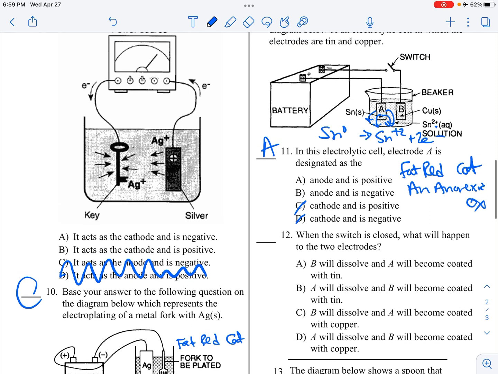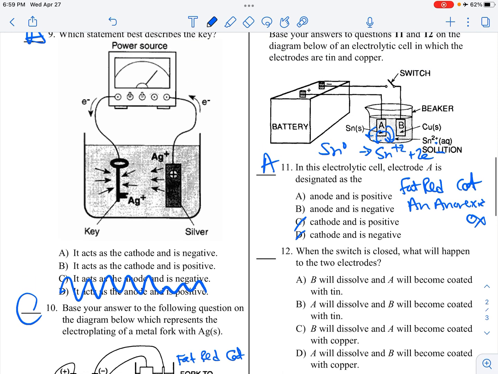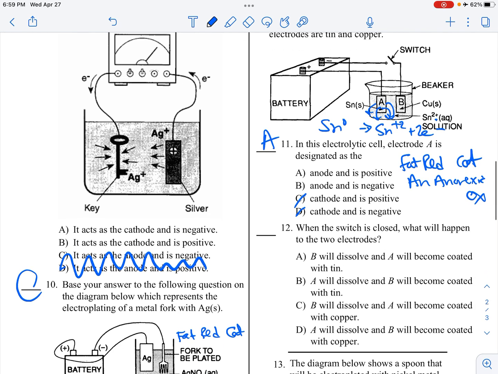When the switch is closed, what will happen to the 2 electrodes? The tin, A, is going to get smaller, smaller, smaller. So A will dissolve and B will become coated with tin. Yeah, it's choice B, because if A is dissolving, which is the tin, that's going to be going over there.